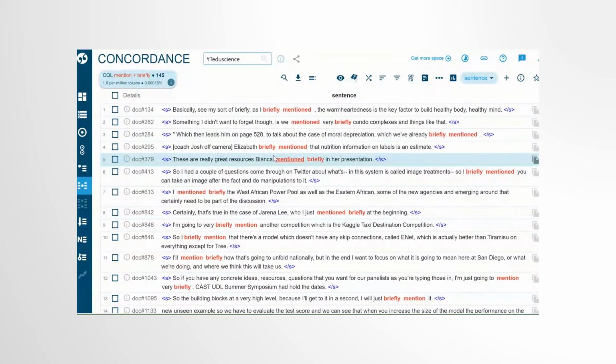These are really great resources, but I can mention briefly in a presentation. I mentioned briefly, blah blah blah, so I'll briefly mention that. I'll mention briefly how that's going to unfold nationally. All of these are typical examples of, well, almost everyday uses of mention, but of course these are particularly frequent in spoken academic English because this sort of discourse marker is required to fulfill a particular function, namely, as we've said at several points already, that of adding information.